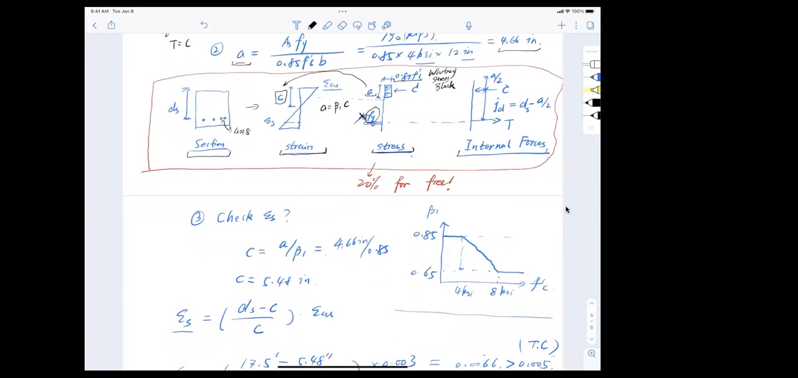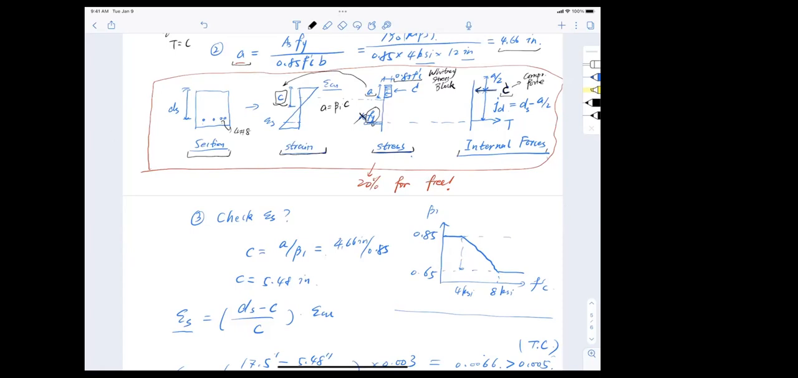That means I will label the total compression force from the concrete. And mind you that this is capital C, which is different from the small c, that is the actual compressive zone size. This is the total compression force. Let me just label here, compressive force for concrete.